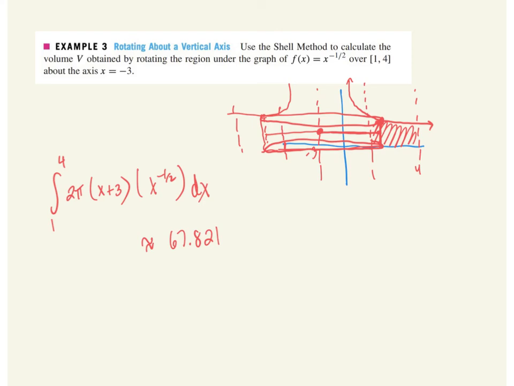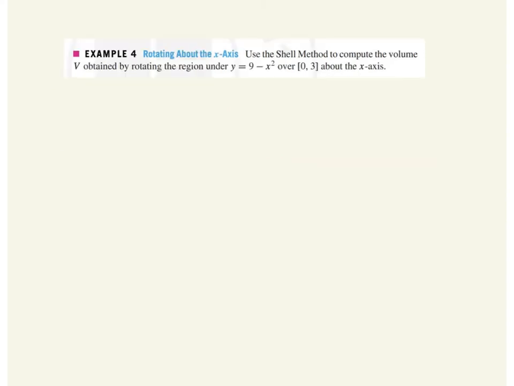All right, one more example, and this one we are going to go about the x-axis. This is different. But in order to do that, of course, we must be given an equation that I can rewrite. So use the shell method to compute the volume V obtained by rotating the region under y equals 9 minus x squared from 0 to 3 about the x-axis. So I'm going to sketch it as it's given. So it's a parabola that opens downward. We're up here at 9. We cross over at 3. And we have that region right here.